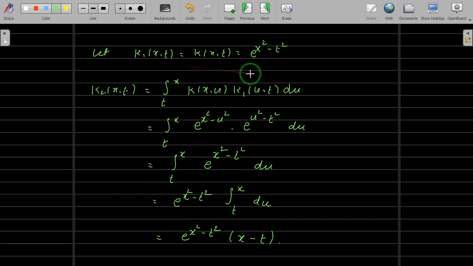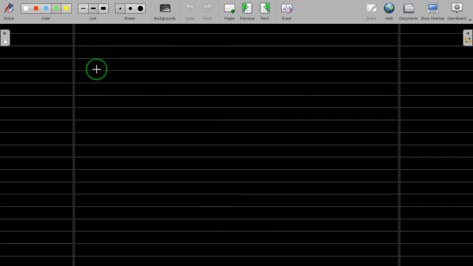So k1 is e raised to x square minus t square, and k2 is e raised to x square minus t square into x minus t. You can always generalize your km, but just by looking at two terms, k1 and k2, it is very difficult to generalize what the next term is. So try to get k3, k4 if possible.